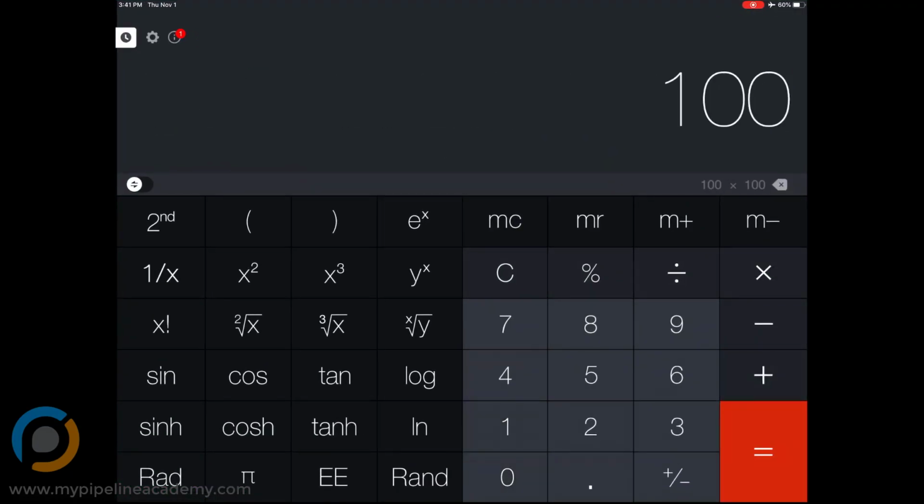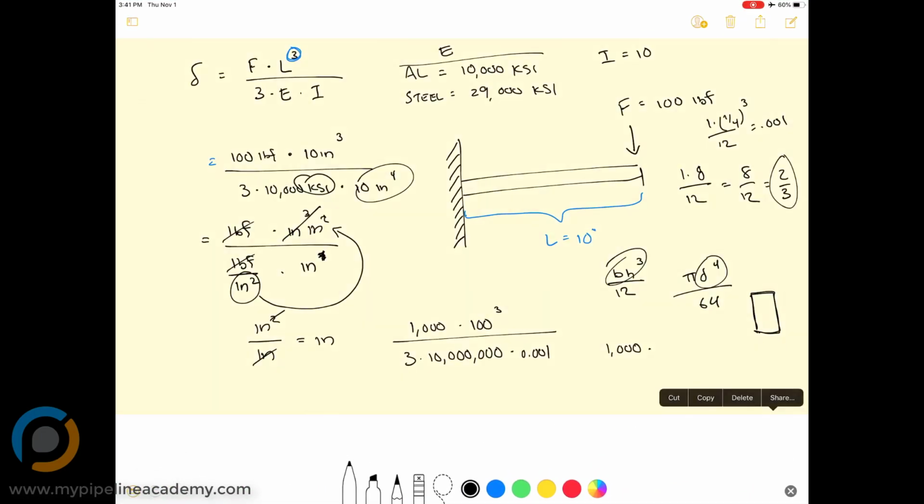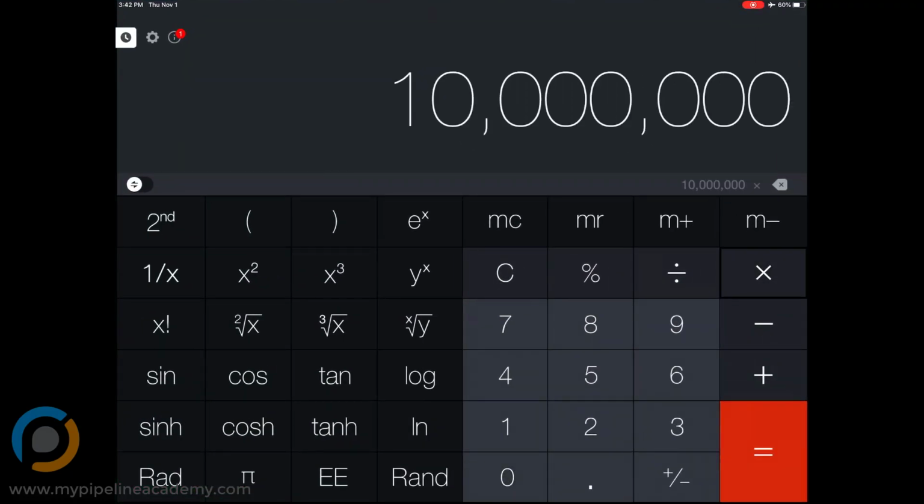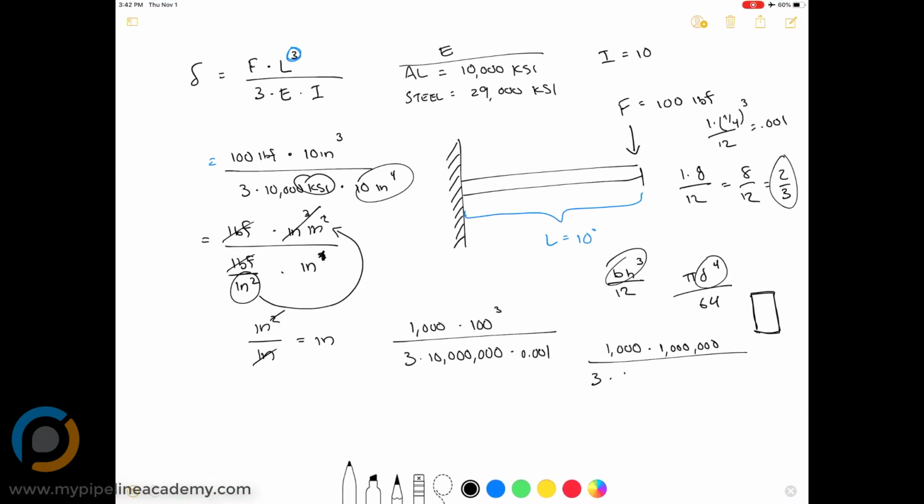100 times 100 times 100 is 1 million. So 1 million divided by 3 times 10 million times 0.001. So 10 million times 0.001 is, let's see, I think that's 10,000. 10 million times 0.001 equals 10,000. So go back here and say 10,000.